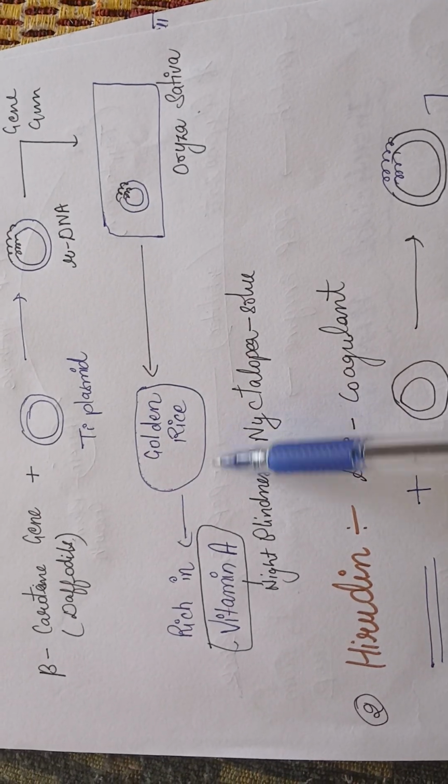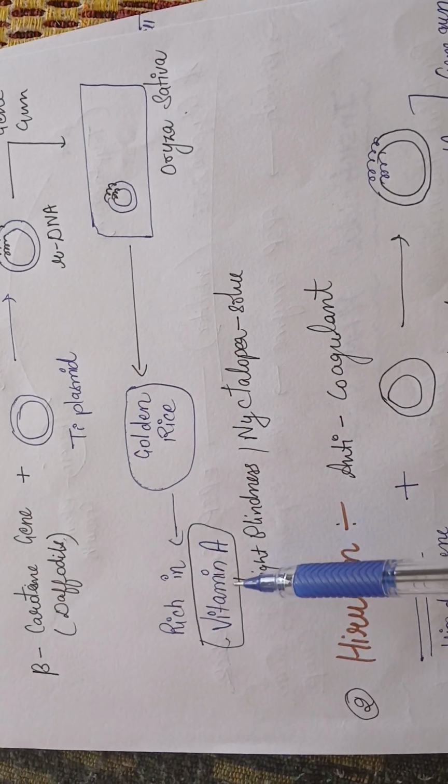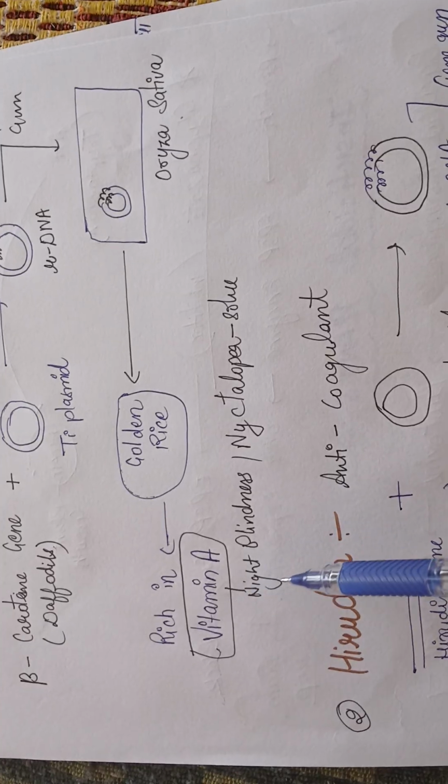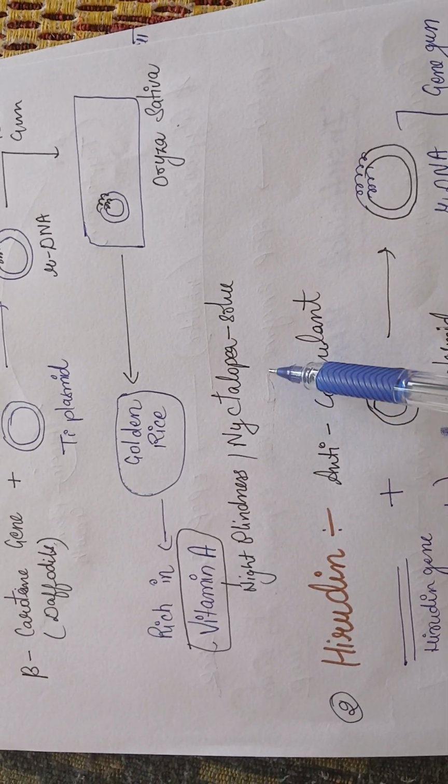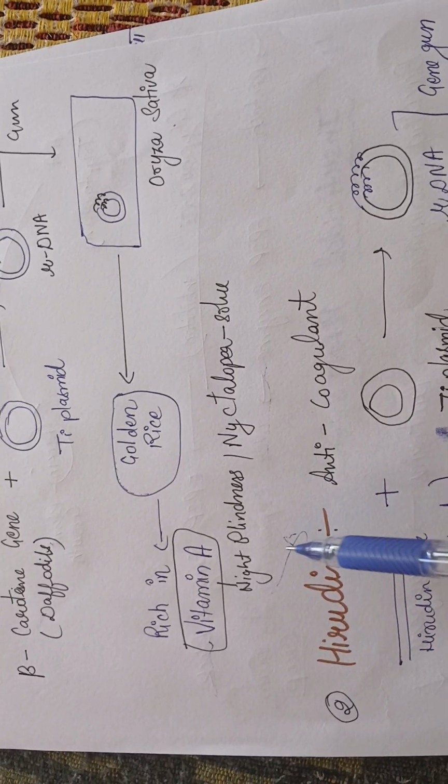This Oryza sativa is basically golden rice. Golden rice is very rich in vitamin A, and it helps to prevent diseases like night blindness, nyctalopia, and solves this problem.